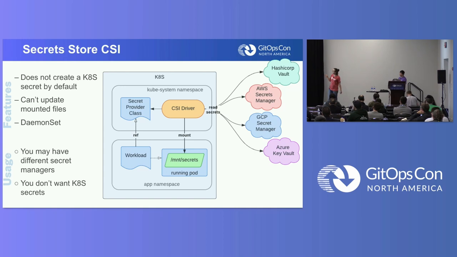It doesn't seem to have the problem where application one can access application two's secrets, because it uses SecretProviderClass and you can specify different secret provider classes. If we had time, we could talk about why it's a daemon set, unlike all the other solutions, but we don't have time. I think it's a valid solution if you don't want to use Kubernetes secrets and you just want to mount files directly to your file system.